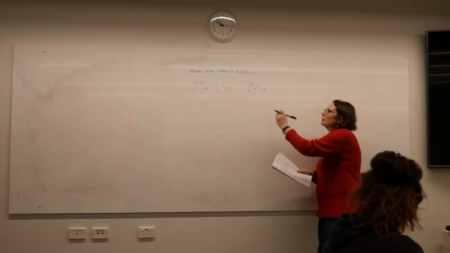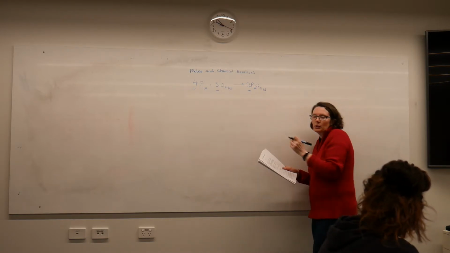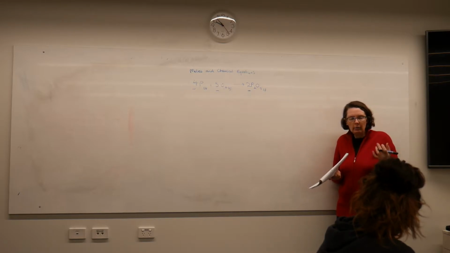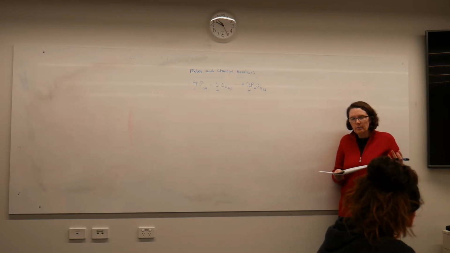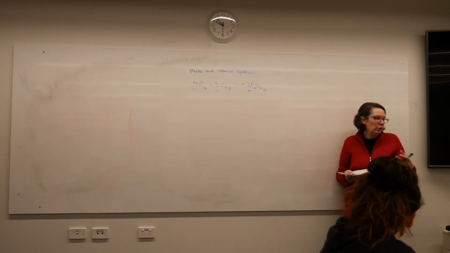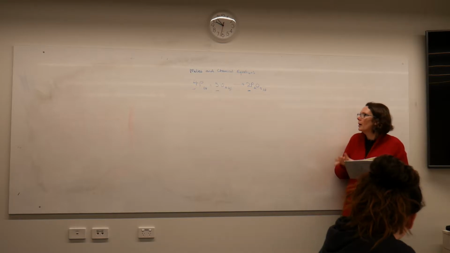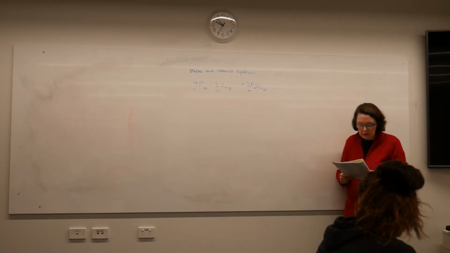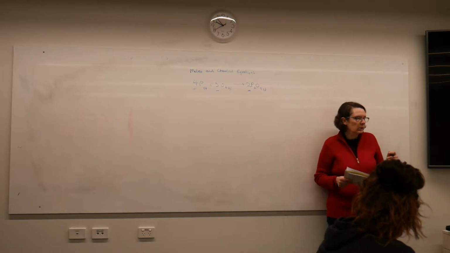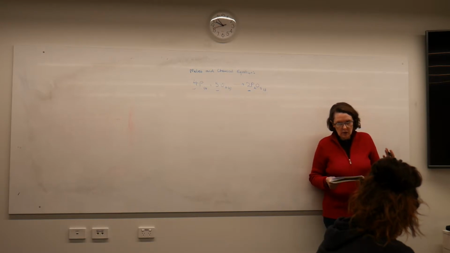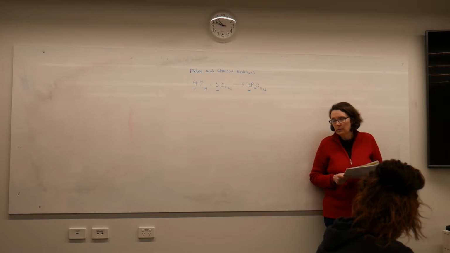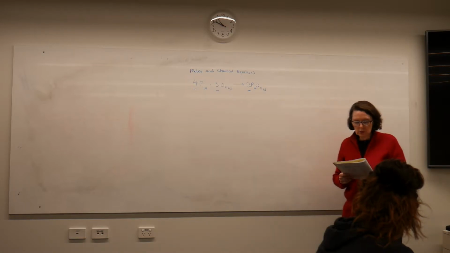We can't balance with the little numbers, because those little numbers, the subscripts, talk about what the ratio is within the compound. And so if we change those numbers, we would change the compound that we're either reacting with or producing. For our chemical quantities, these coefficients are very important for us to be able to work out either how much of a reactant we might need or how much product we could produce.